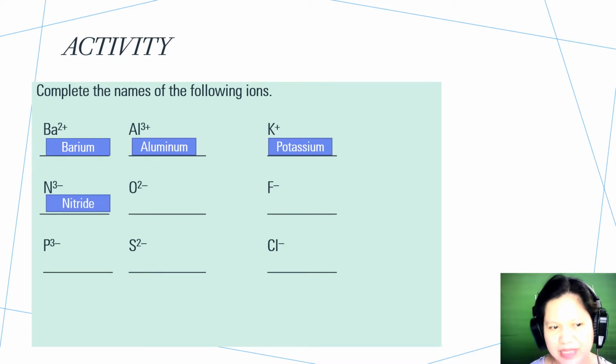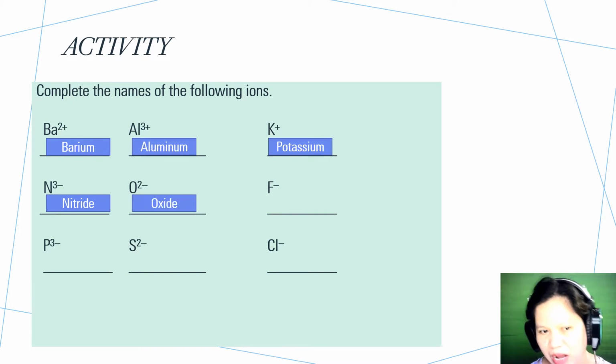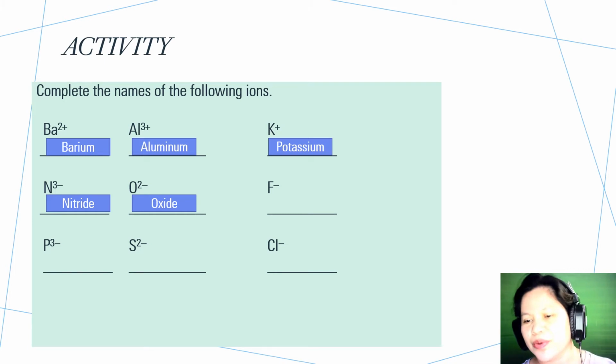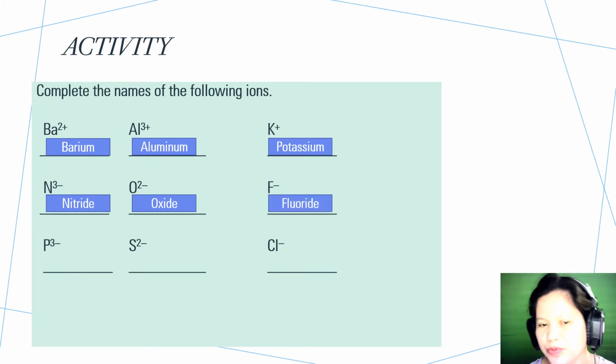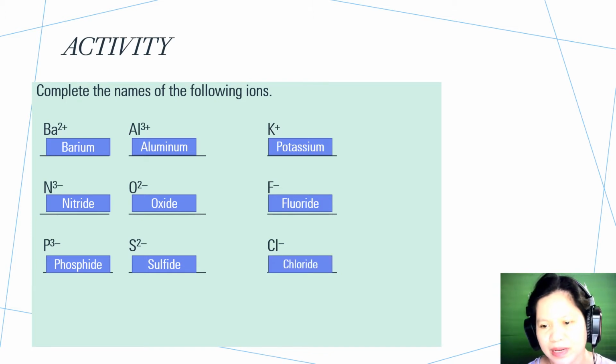Okay, very good. That's nitride. What about oxygen? It becomes oxide. Fluorine to fluoride. Phosphorus to phosphide. Sulfur to sulfide. And chlorine to chloride. Okay, I know that's a little bit clear to you.